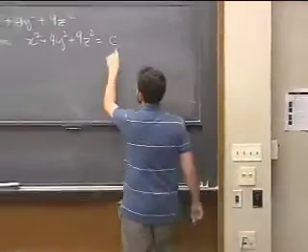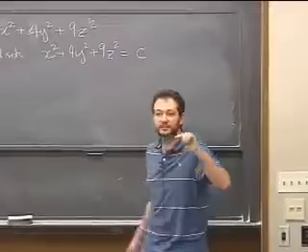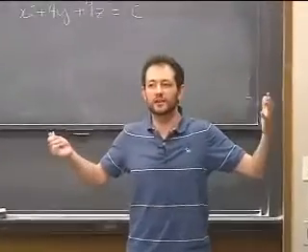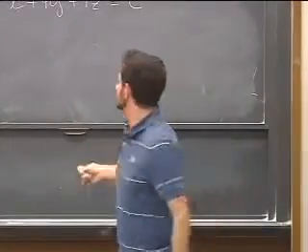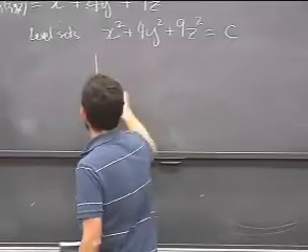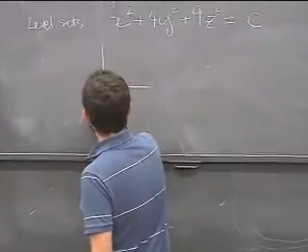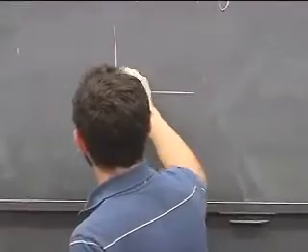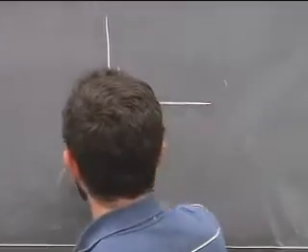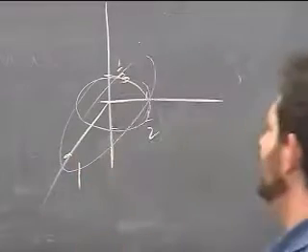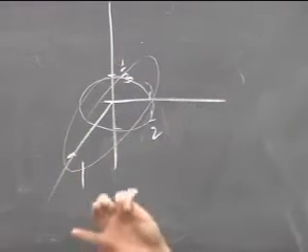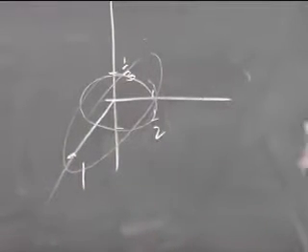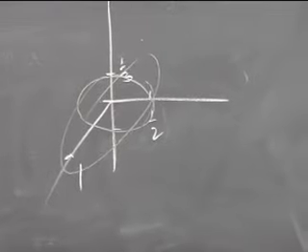Well, if c were equal to 0, you just get the origin. If c equals 1, you get what? An ellipsoid going through 1, a half, a third, and the negatives, so something like that. As c gets bigger, you get bigger ellipsoids. Okay, those are the level surfaces of this.